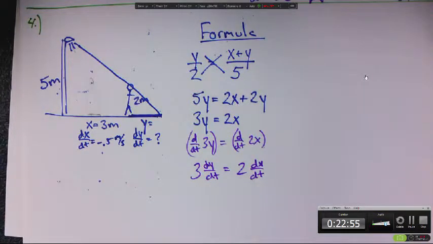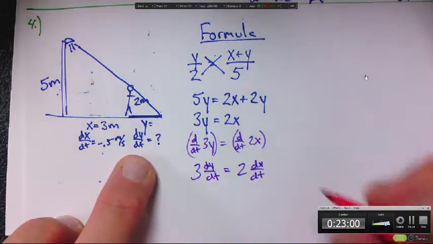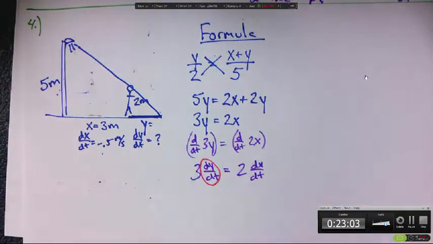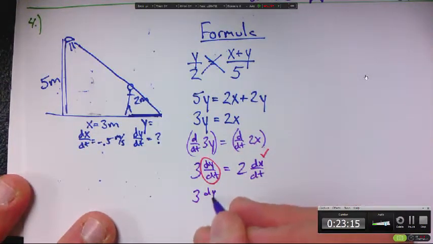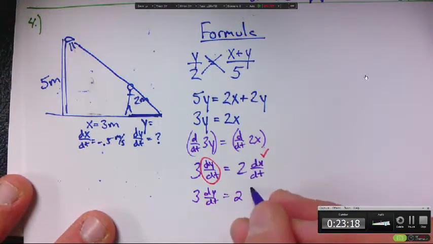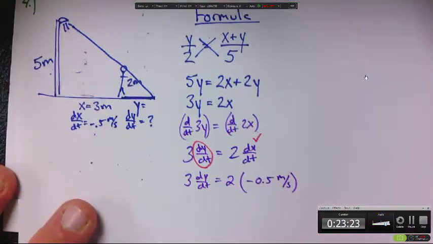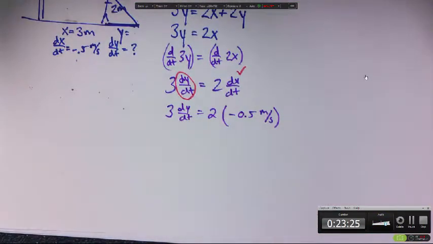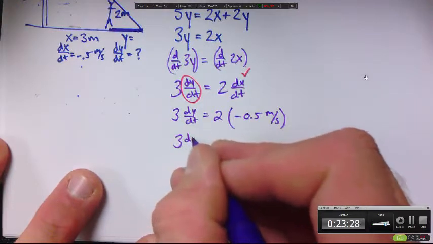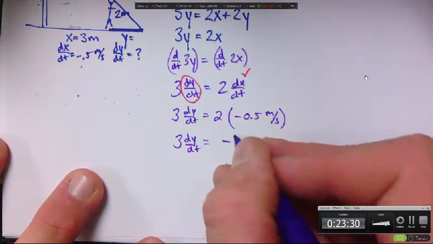All right, so looking at this, what are we trying to solve for? We're trying to solve for how fast the shadow is changing, which is dy/dt. The only thing that we need to find this is how fast he's moving towards the building, which we know. So we just plug it in. 3 dy/dt is equal to 2 times negative 0.5 meters per second. We get 3 dy/dt is equal to negative 1 meter per second.